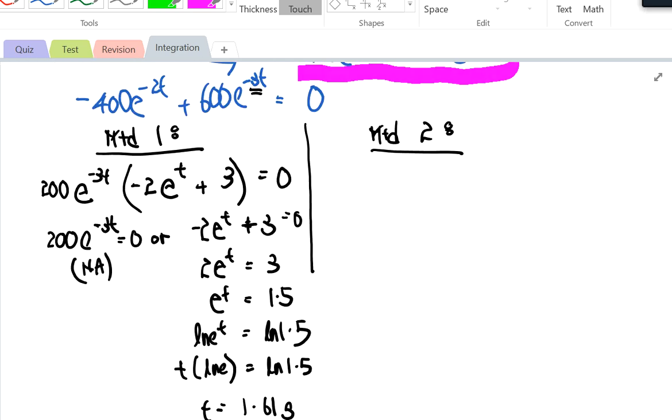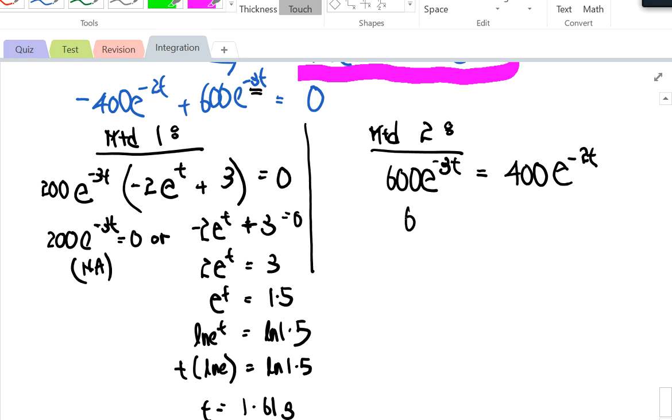Okay, now I'm going to show method 2. Teacher, I'm not very good with negative power. I cannot see. Okay, so for students who are not good with negative power, this is what I encourage you to do. I only rewrite the equation this way. All agree? Okay, I only rewrite the equation.